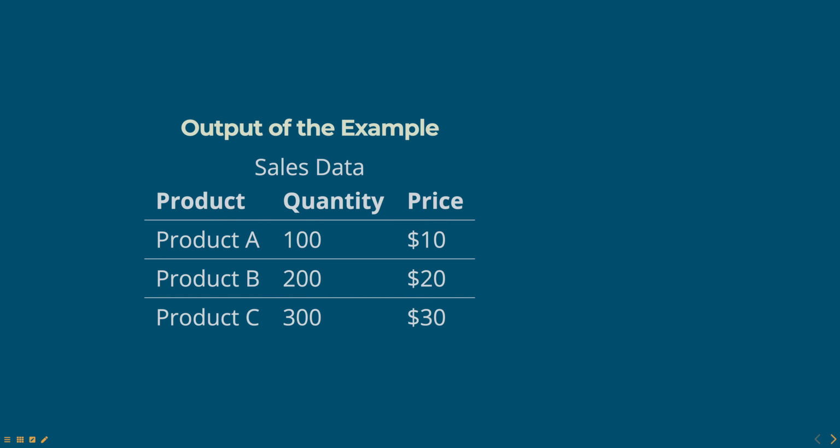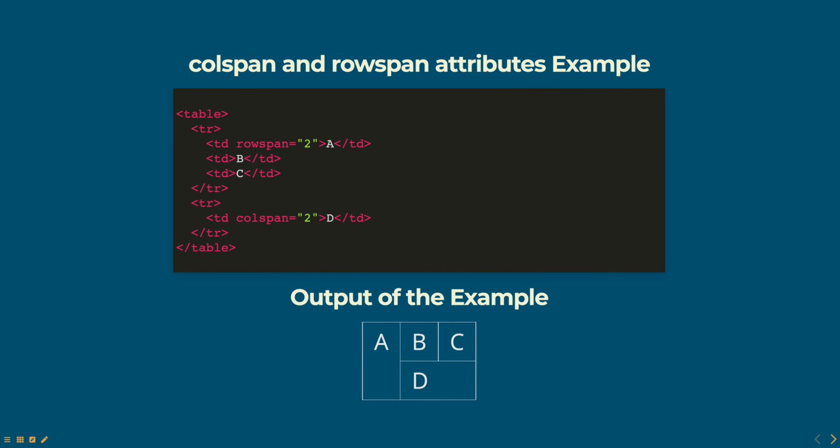You can also use the colspan and rowspan attributes to merge cells horizontally or vertically. For example, this code will create a table with 2 rows and 3 columns. The first cell in the first row will span 2 rows. The second cell in the first row will contain B, and the third cell in the first row will contain C. The first cell in the second row will be empty because it is covered by the first cell in the first row. The second and third cells in the second row will be merged into a cell and contain D.